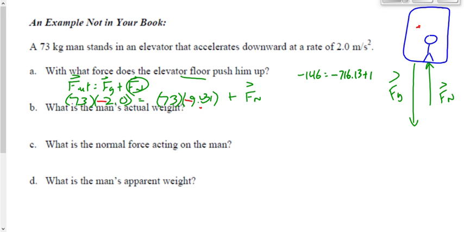And we're going to take that over to the other side by adding. And we end up getting, what? 570. And we're going to round that to 2 digits. Fn is equal to 5.7 times 10 to the 2 newtons. So what do we got here? The force of the floor pushing up. The elevator floor pushing up is 5.7 times 10 to the 2 newtons. Is that okay? You guys okay with the math there?